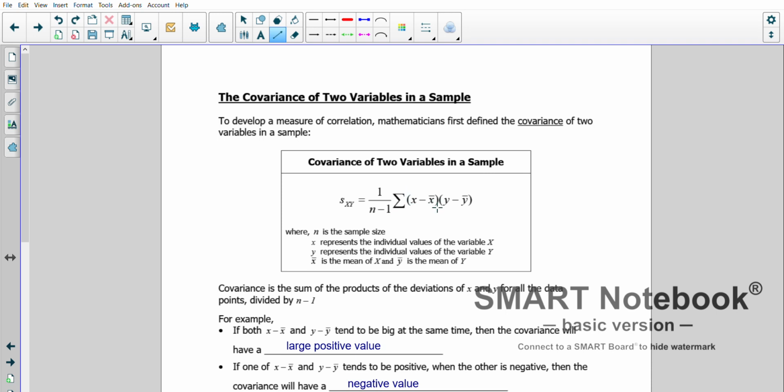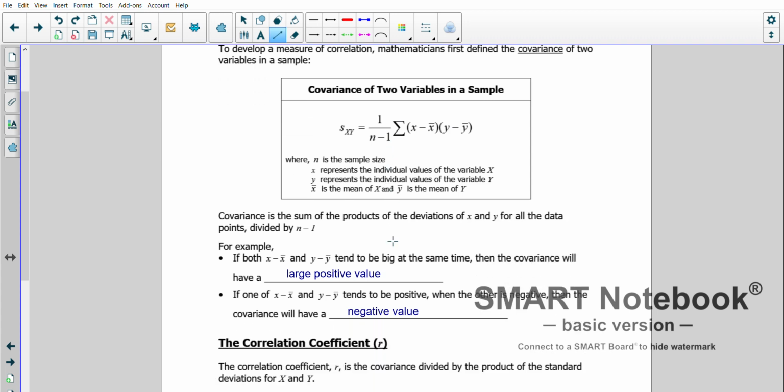So what do they want you to add up? They want you to take each data point, subtract the mean, so basically the deviation of x. And because you have two variables, you also have a deviation of the y variable. So they want you to take the deviation of x and the deviation of y and multiply them together. Then you do that for every pair of points, add them up, and divide by n minus 1. That'll give you what's called the covariance.